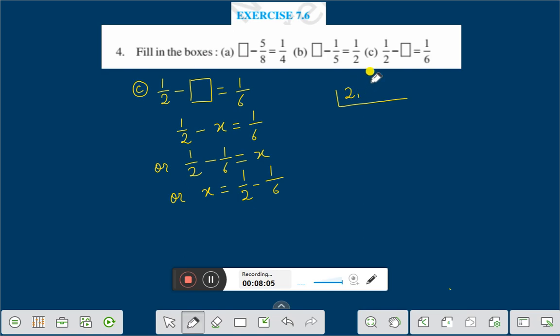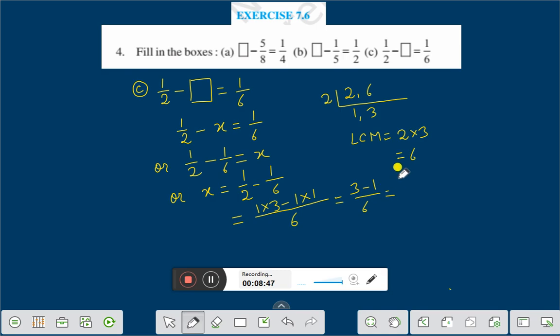LCM of 2, 6. Therefore 2 1 is 2, 2 3 is 6. Therefore LCM is equal to 2 into 3, that is equal to 6. We find LCM as 6. If we divide 6 by 2, it is 3, that is 1 into 3. 3 minus 1 into, if we divide 6 by 6, it is 1, that is 3 minus 1 by 6.